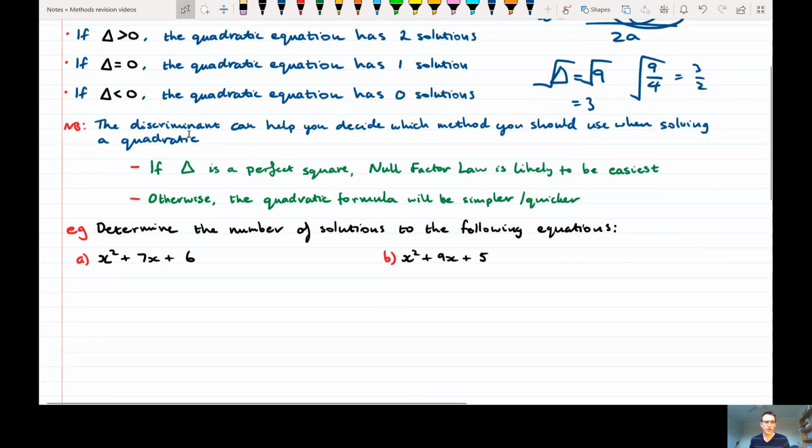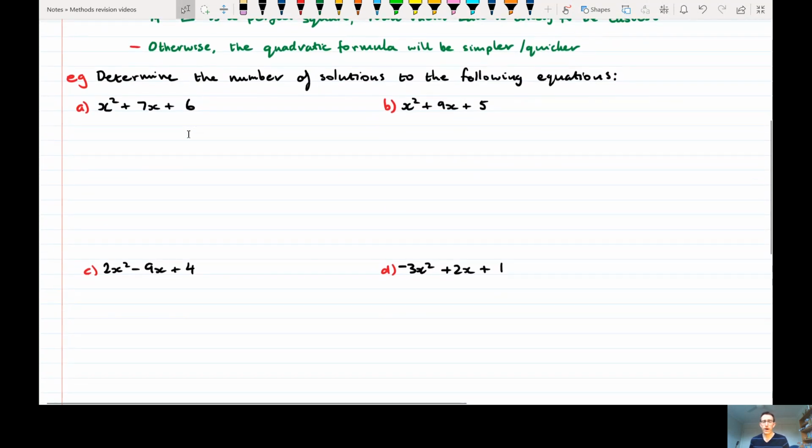So let's use it. Determine the number of solutions to the following equations. There are all sorts of different ways they can ask this. They often ask you to find values of k so that there are two solutions, but I'm just focusing on how to use the discriminant, and it's basic at the moment. So the discriminant, always remember, is b squared. That looks too much like my 6.